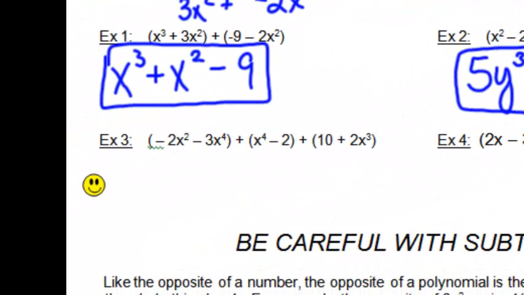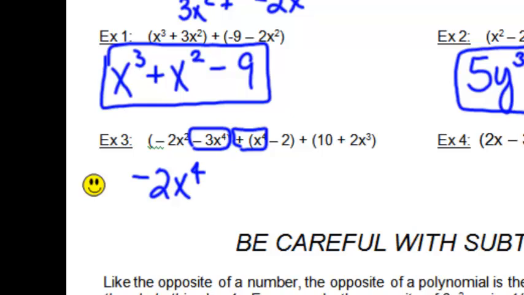Try number 3. If you need to pause here, you can do that. If you'd like to stay with me, I will walk through this one with you. All right, I see a negative 3x to the fourth. Now, when I look at this, I try to look at the highest power first. So I have a negative 3x to the fourth. I'm adding to that an x to the fourth, and that's all I have. So if I do that, I get a negative 2x to the fourth.